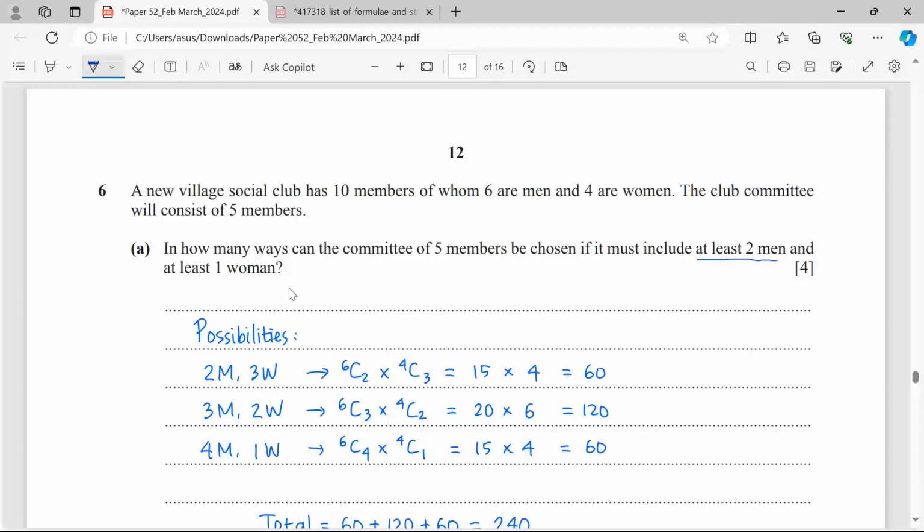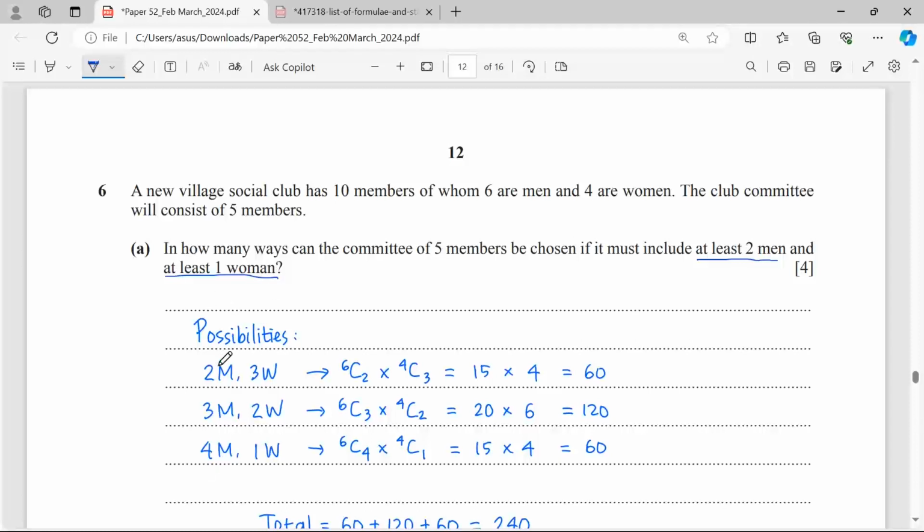At least 2 men and at least 1 woman. So we can list the possibilities first. At least 2 men means if we have 2 men, we must have 3 women. Or if we have 3 men, we must have 2 women. If we have 4 men, that means we must have 1 woman. And that's all the possibilities. We cannot have all of them men because we must have at least 1 woman.